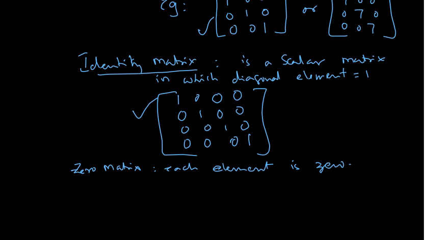Equality of matrices. What do we mean by definition 2? I am on page number 63. Two matrices A, B are said to be equal if they are of the same order and if each element of A is equal to the corresponding element of B. That is, Aij is equal to Bij. So that is the definition.